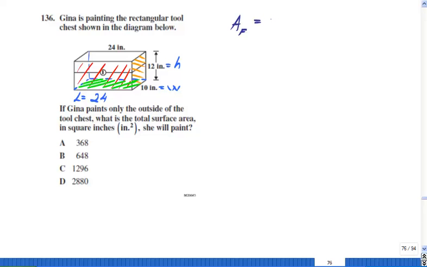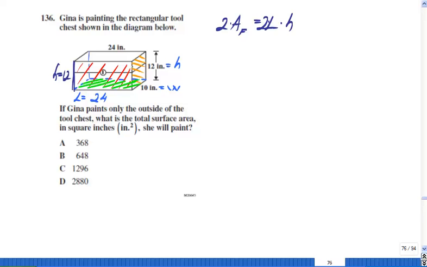The area of the front will be the length times height, because this side right here will be 12 inches high. So it'll be length times height. And because I have the opposite one, the one on the back, of the same area, I will make it double. So it'll be 2 times the area of the front, which would be 2 times length times height.